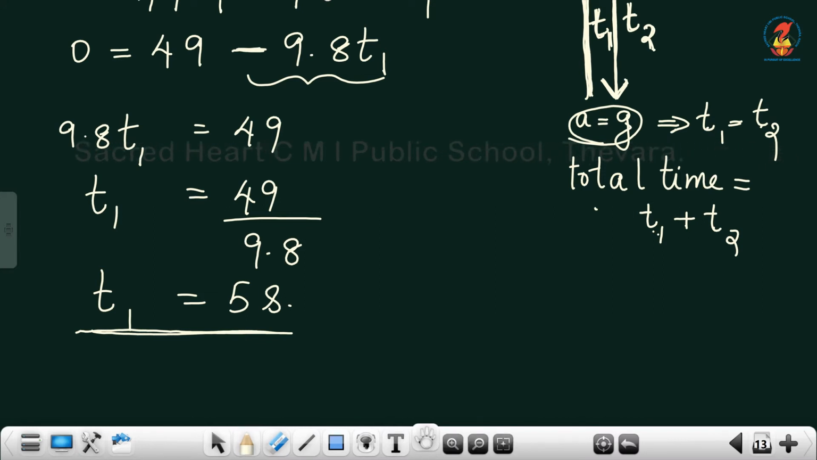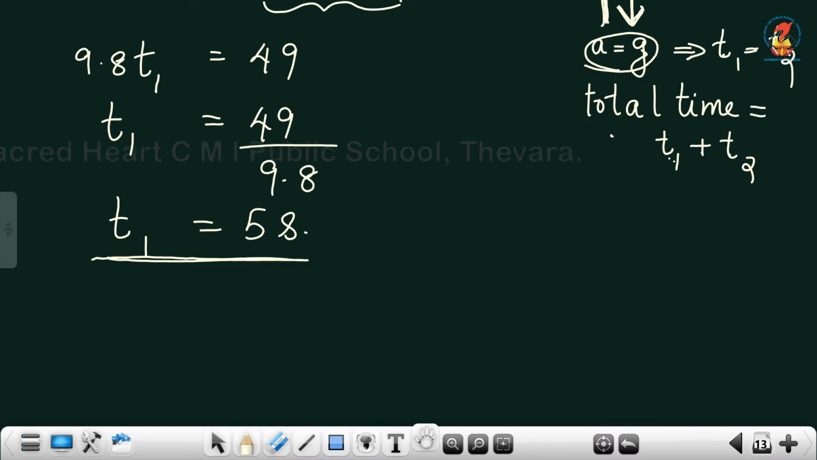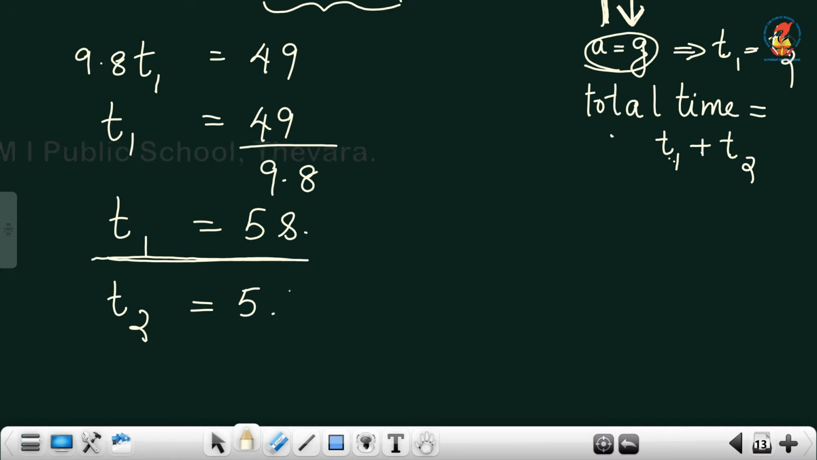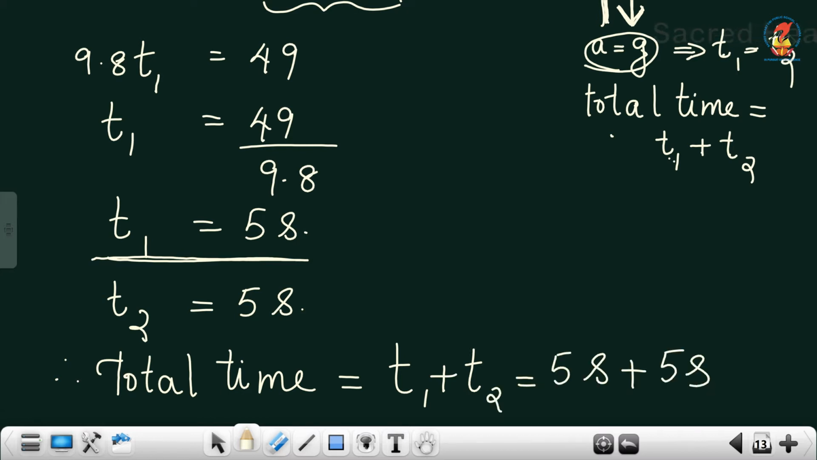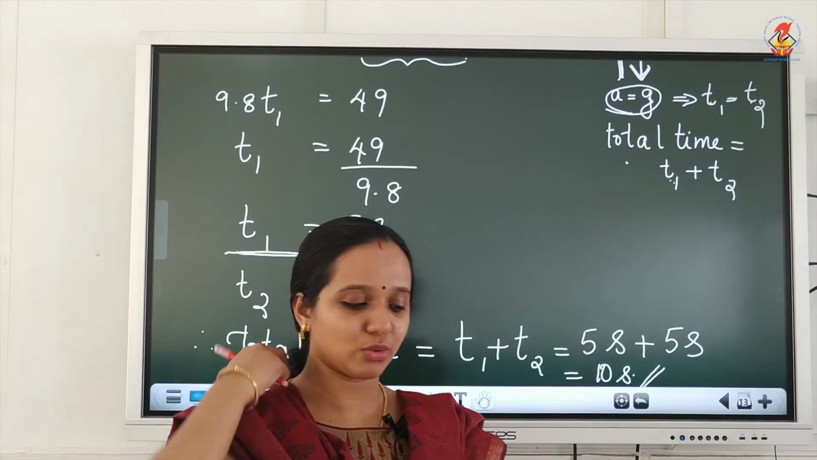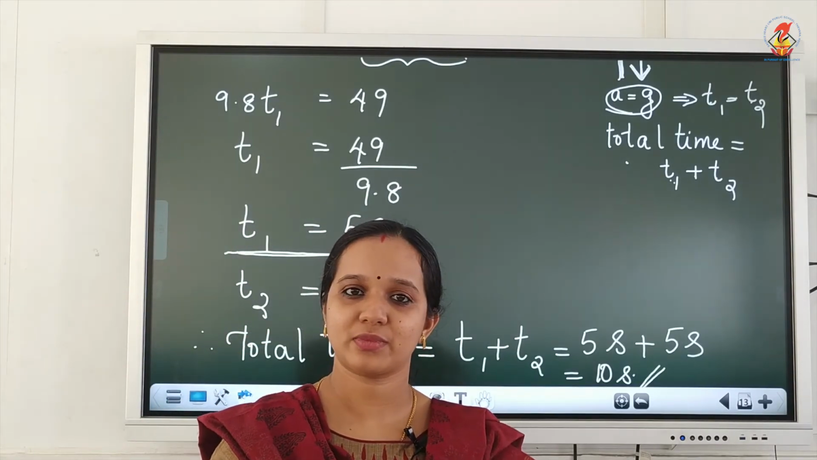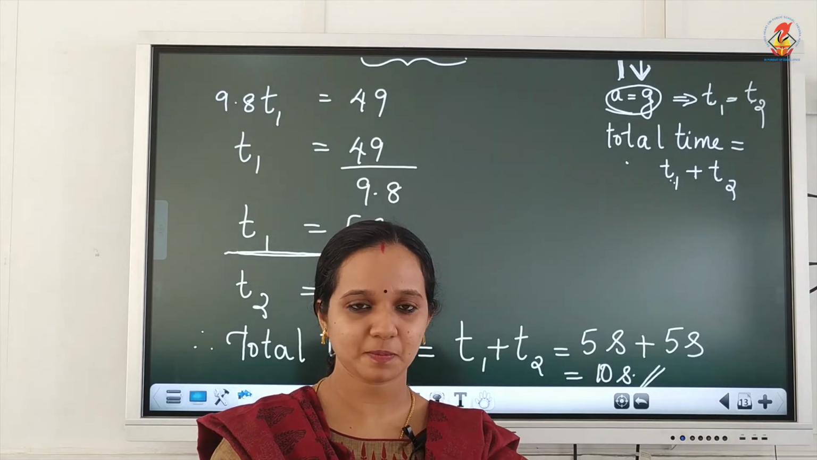To come back to the ground, again it takes a time of 5 seconds itself. Therefore, total time taken to reach back the ground is T1 plus T2 is equal to 5 seconds plus 5 seconds is equal to 10 seconds. This is the total time needed for a body to reach back the ground. Hope the problem is clear.